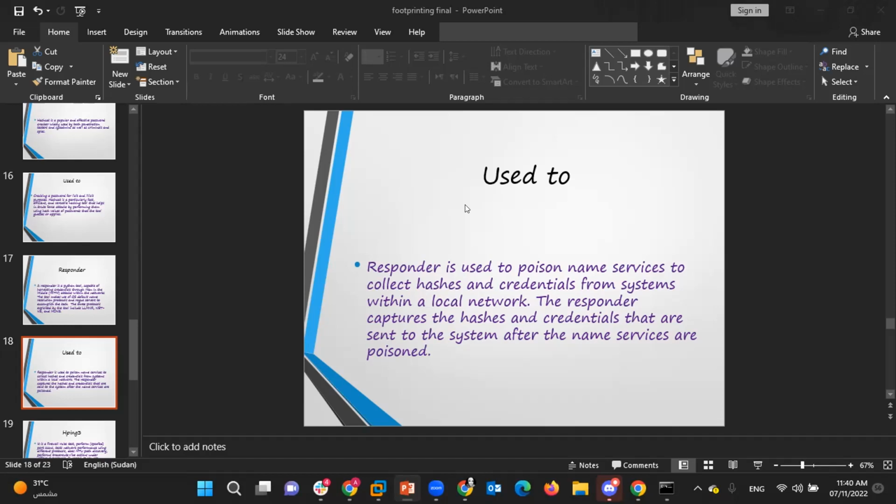These are the credentials that are sent to the system after the name service is poisoned. We can make this capture only after the name service is poisoned. Before that, we can't do anything. So when it is poisoned, the man in the middle attack is there to make a capture and to collect this credential.